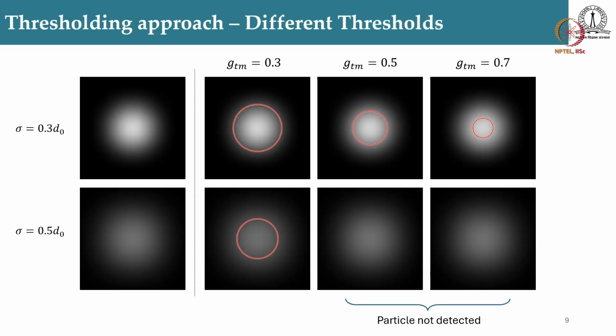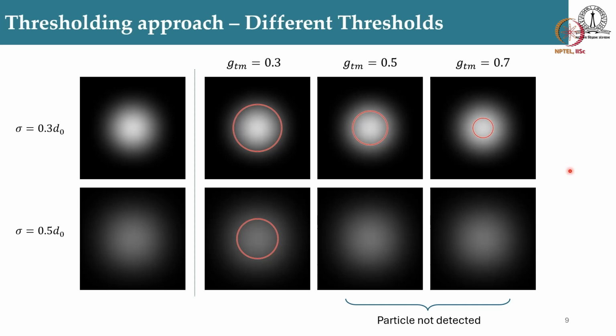The second point being the choice of the threshold. Say you have this particle which is blurred by 0.3 times the particle diameter. If you choose a threshold of 0.3, it looks something like this. If you choose a higher value, it looks smaller, and if you choose an even higher value, it looks even smaller, because high intensities are still preserved at the center, but it is smoothened out as we go out, and it decreases smoothly as we go radially outwards, right? So here you can see the choice of threshold also plays a critical role.